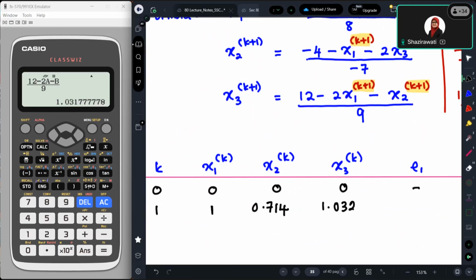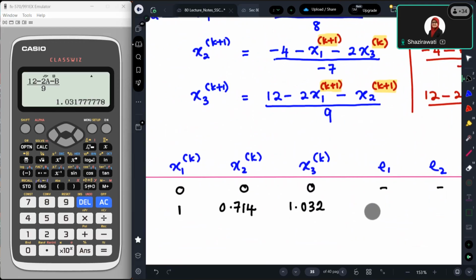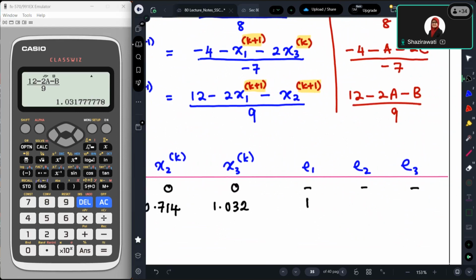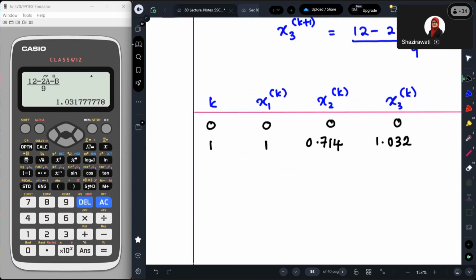Okay, macam tu. So the difference, error 1, error 2, error 3, so you ada the difference of 1 minus 0 is 1, X2 minus X2 yang sebelum, X3 yang current minus previous. So the maximum dia 1.032, still way greater than 0.005. So kita kena proceed lagi. K equals 2. Macam tu.